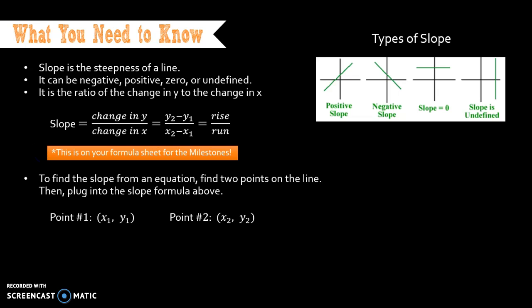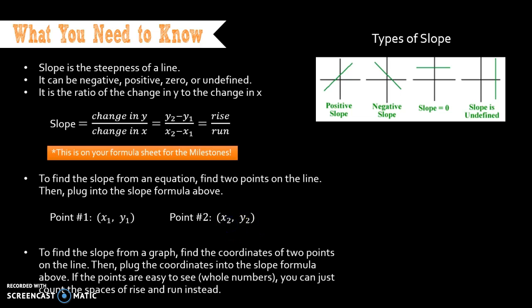To find the slope from an equation, you just need to find 2 points that are on the line and then plug them into the slope formula above. So point number 1, we're going to use x and y to show the coordinates, and I'm using a subscript, or a number in the floor of 1, to show that this belongs to point number 1. I'm going to do the same thing to show point number 2. This is just a weird notation that we use to name which point we're talking about.